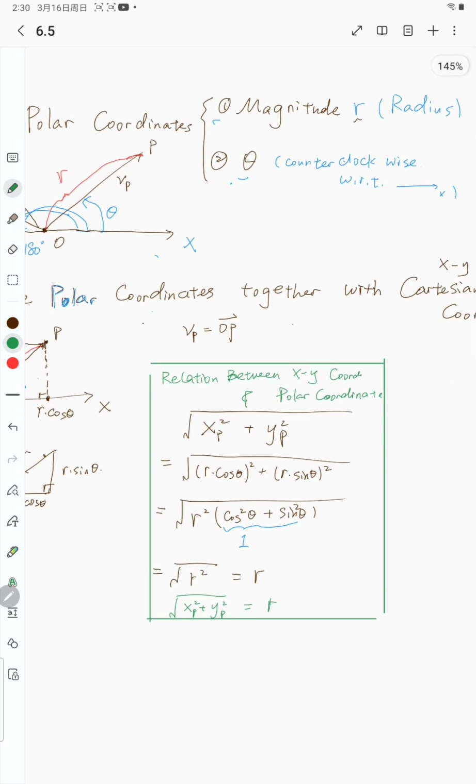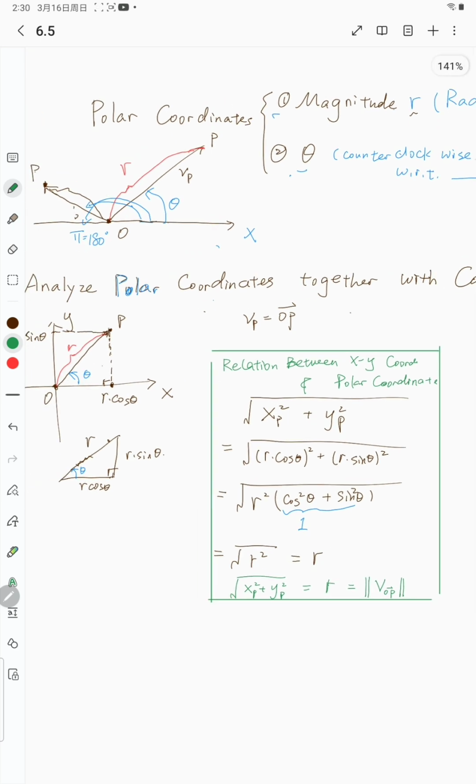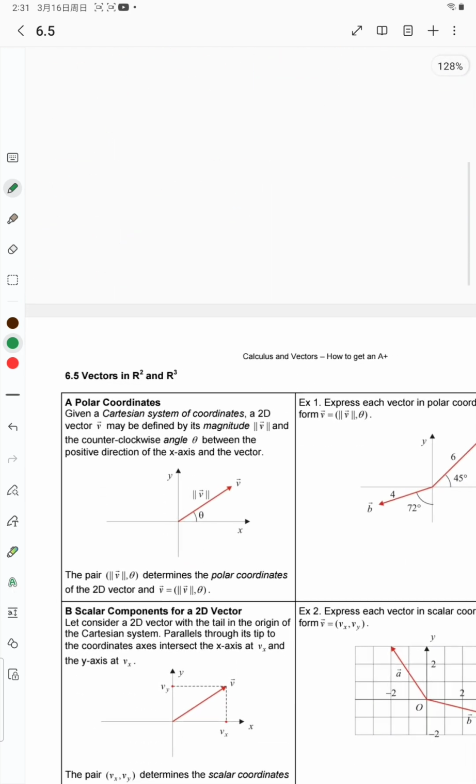So r is the magnitude, right? We can also write r is the length or the norm of our vector OP, okay? So r is the length of the vector. It's just a notation, it's fine. All right, so I think it's good. Not bad.